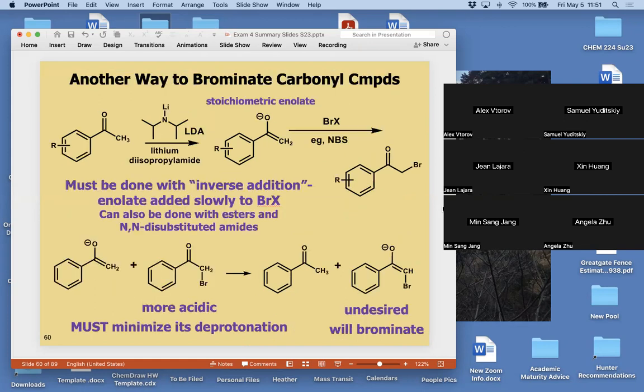Okay, getting into more modern chemistry is using LDA. This chemistry came around about 1970, I think. I may have said that in class, while I was in middle school or high school. Okay, so this is deprotonated, and these enolates can be used for all sorts of things. Here we're using a source of bromine to make mono alpha bromo ketones under basic conditions.